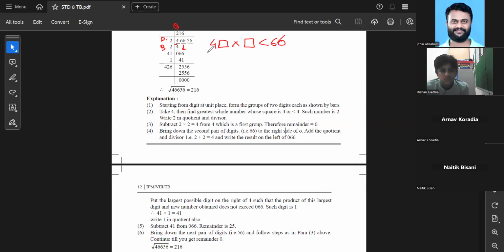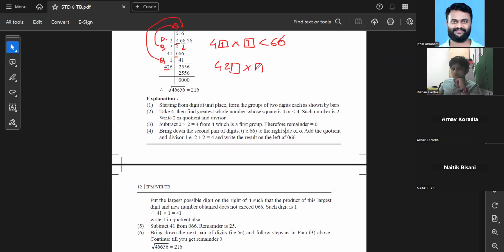Okay. Now, obviously 1 only can give me that answer. So hence I put 1 over here. And 41, I subtracted from 66. And 1 is my next quotient. 2 was my first quotient. 1 is my next quotient. And then 41 plus 1, 42 I've got over here. Then 42 के साथ same number I have to multiply.